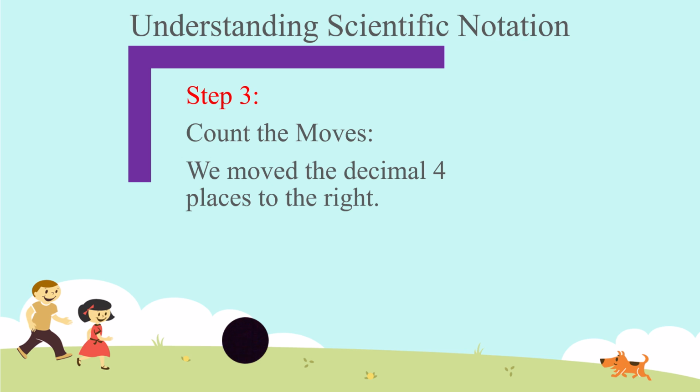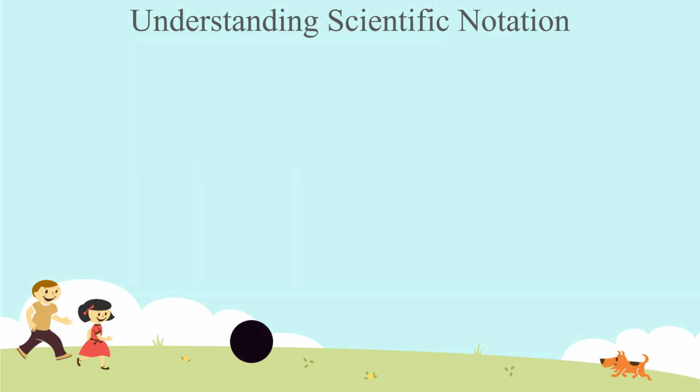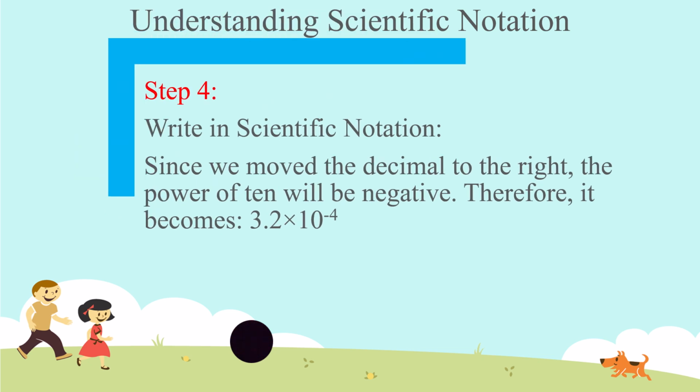Step 3. Count the moves. We move the decimal 4 places to the right. Step 4. Write in scientific notation. Since we move the decimal to the right, the power of 10 will be negative. Therefore, it becomes 3.2 times 10 to the power of negative 4.